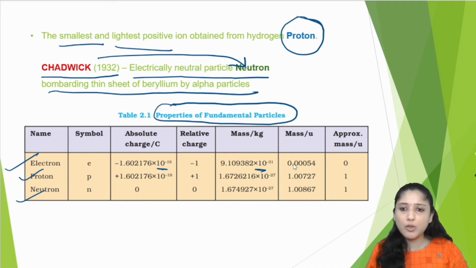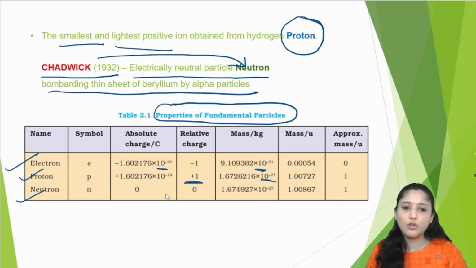Mass, in atomic mass unit, is 0.00054. For a proton, what is the charge? It is plus 1.602176 into 10 power minus 19, and the relative charge is plus 1. Mass per kilogram is 1.672 into 10 power minus 27.